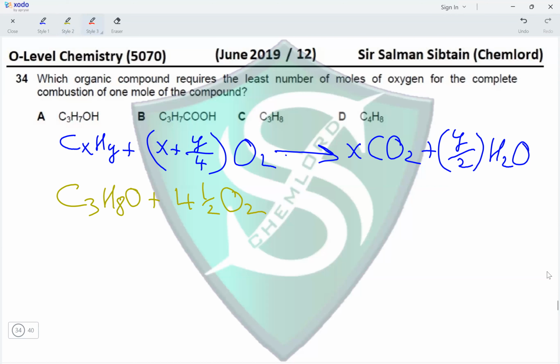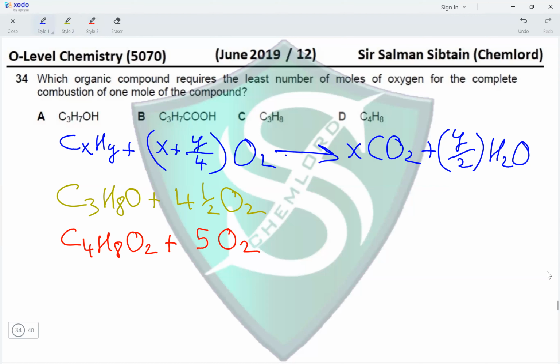For option B, we have C3H7COOH. So this would become C4H8O2. So C4H8. This would become 4 plus 8 upon 4, 8 upon 4 is 2, 4 plus 2 is 6. Now we have two oxygen atoms, so we subtract 1 from 6, we end up with 5 O2.